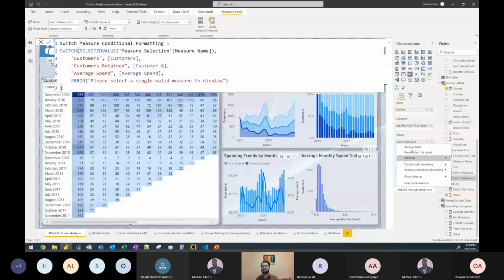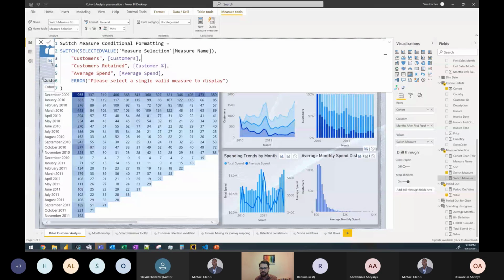This background color is actually based on this second measure, which calculates this based on the raw values without appending those, like the percentage sign, for example. So that's somewhat useful with the background colors.